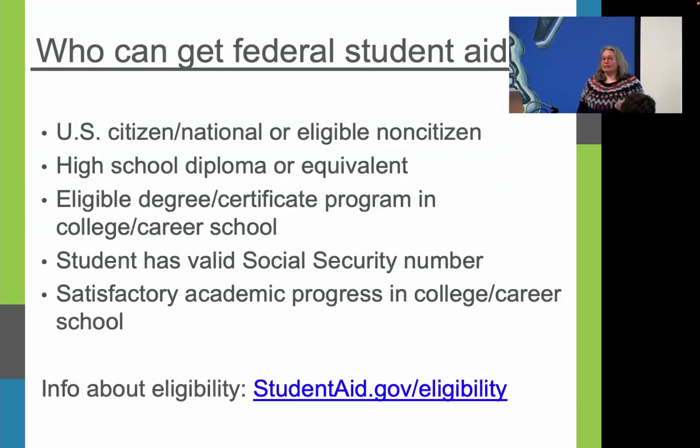What that means is you're not withdrawing from too many classes. You're not taking a lot more classes than your degree program requires. And you're keeping your GPA up. So that's basically satisfactory academic progress. How each school defines it can be a little different. So if you are transferring out, you might want to look at their policies. And then you can also find out more about eligibility at studentaid.gov/eligibility.